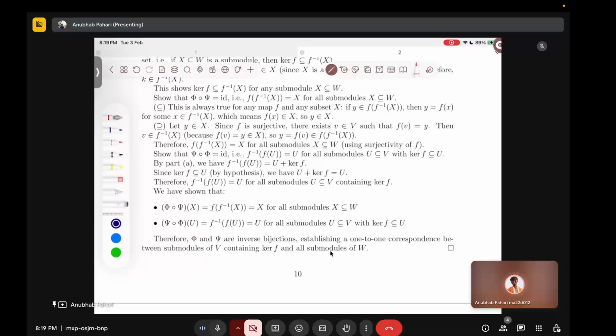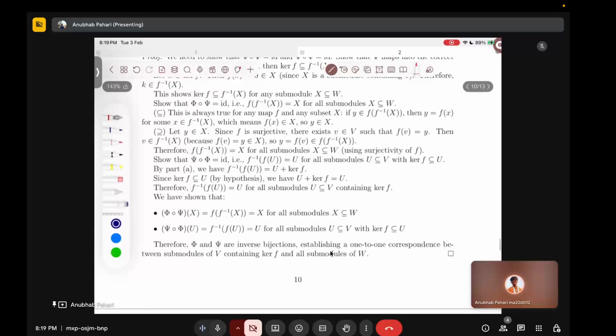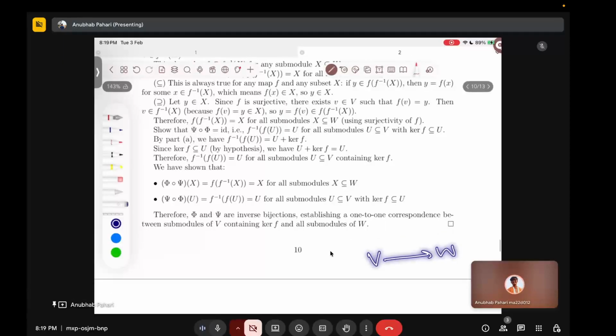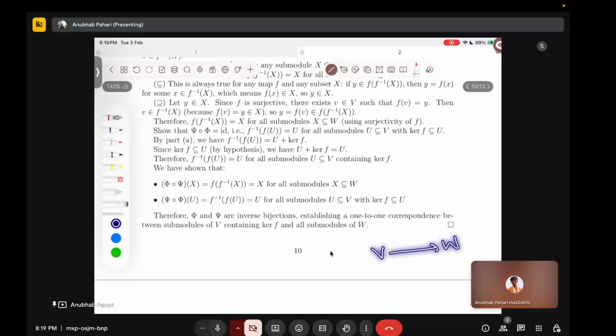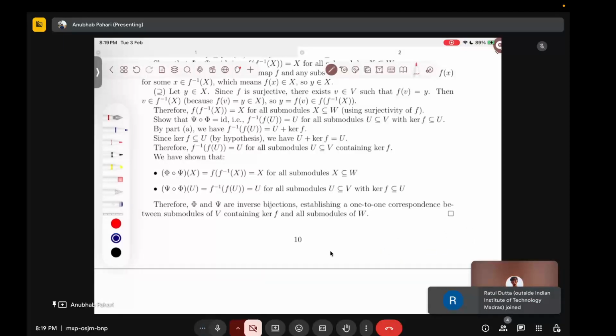So we have shown that these two compositions are identity, therefore there is a bijection between them, and so you can say that if there is a surjection from V to W, and we have this map, then all the submodules of W have a one-to-one correspondence with all the submodules of V which contain the kernel.